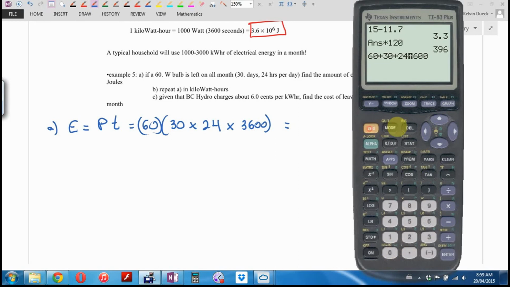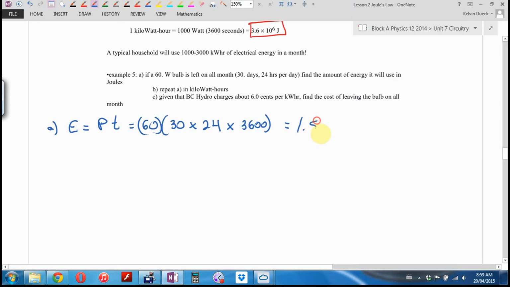And I'm getting a lot. That's one bulb. You can imagine if this added up, parents or adults would freak if they saw this on their bill. I'm going to write 1.56 times 10 to the 8th. But I'm going to keep this number on my calculator because part B says convert to kilowatt hours.